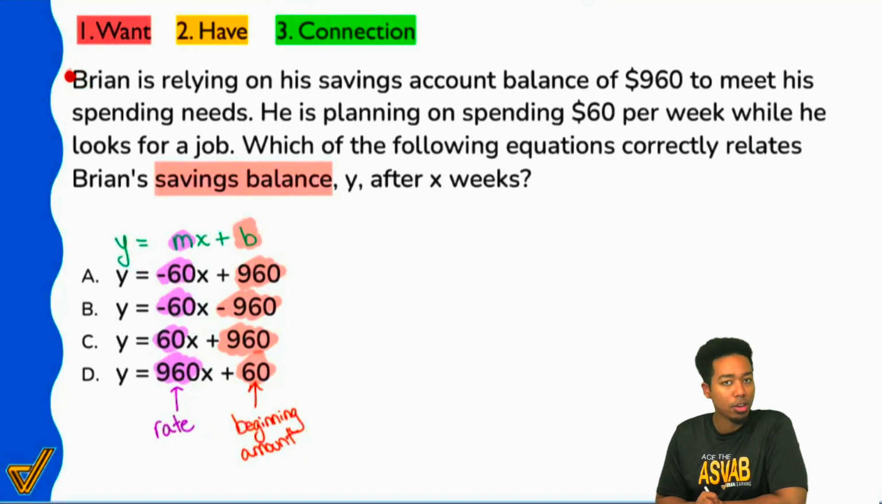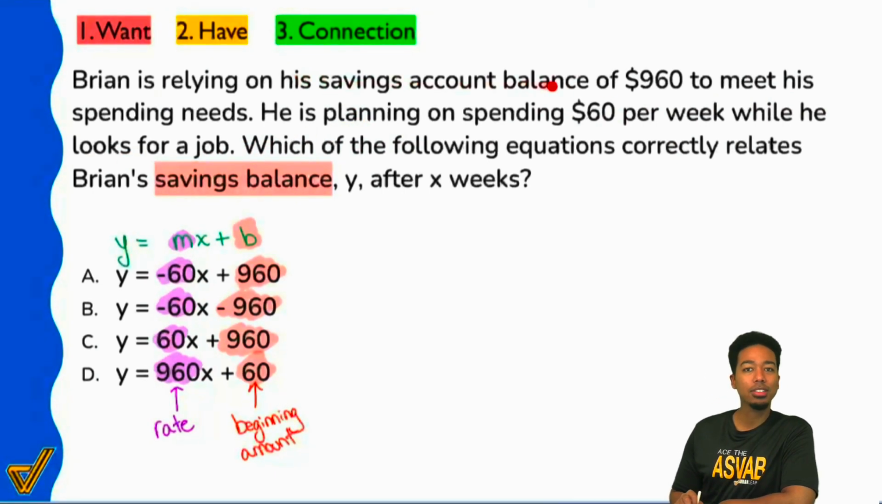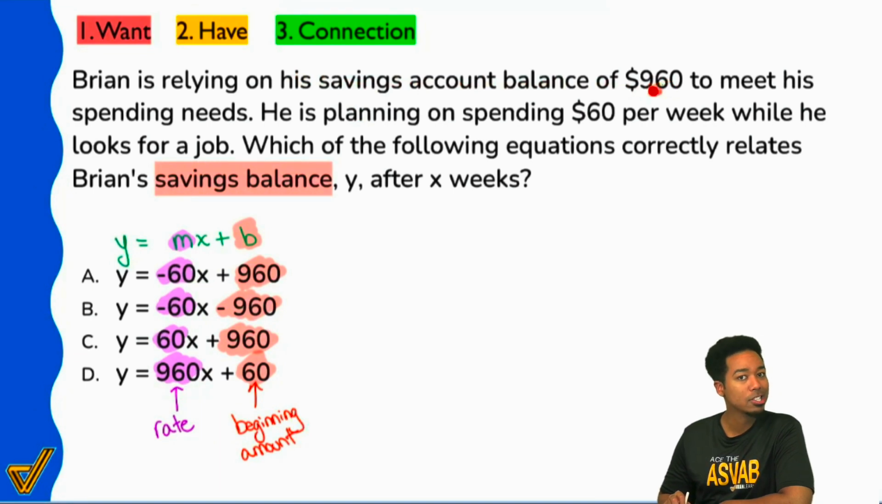So our good buddy Brian over here is relying on his savings account balance of $960 to meet his spending needs. He's relying on this money. He's planning on spending $60 per week while he looks for a job. God bless this man. If you can only spend $60 a week and be fine, great. So let's understand the situation again. He's relying on the savings account that has $960 in it, and he's planning on spending $60 a week.